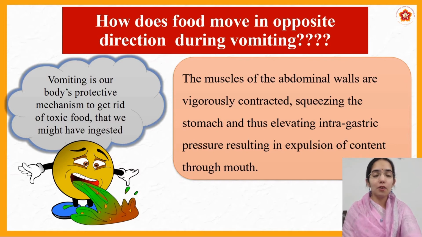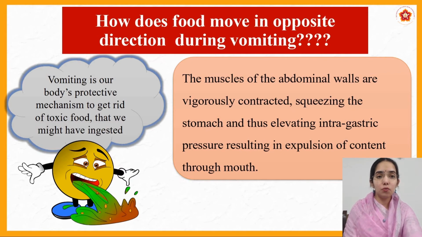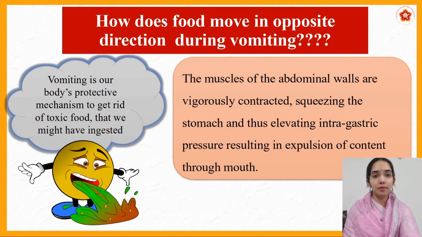So once we take in anything which is not good for our body, which is toxic for our body, our brain will send signals to the abdominal wall. They will start contracting and our stomach will start squeezing. The pressure in our stomach will keep on increasing, and then that pressure is finally released once the food comes out. So this is our body's protective mechanism. It is to protect us from the toxic substances present in the food.